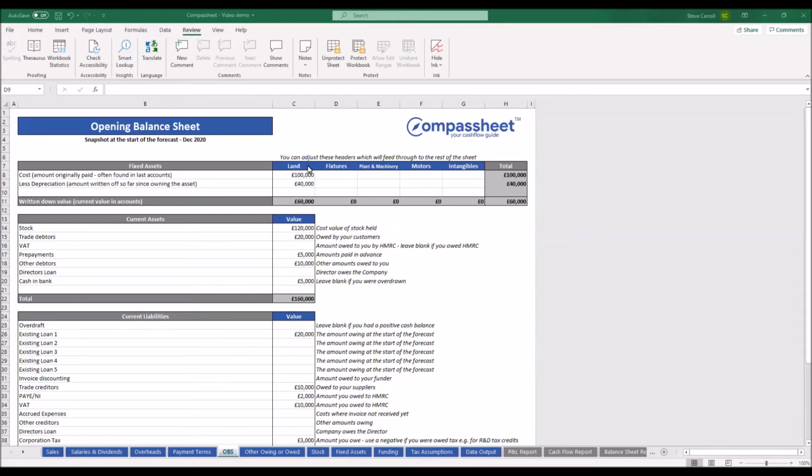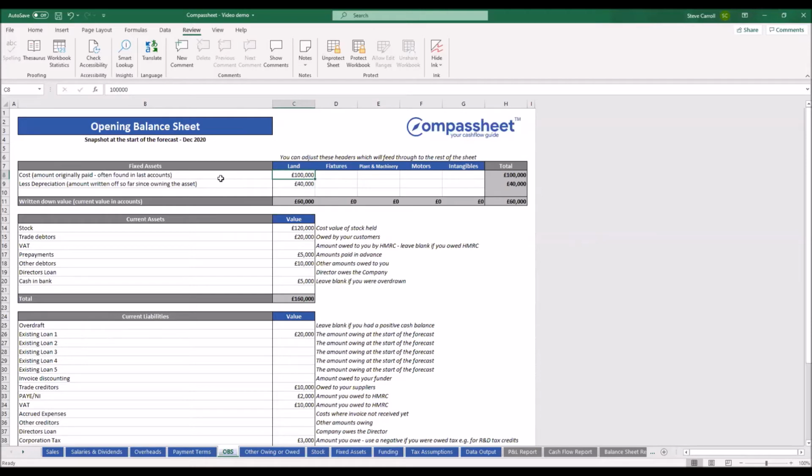So at the top here you have the facility to put in up to 5 different categories. These are pre-populated with the most common ones, but if you wanted to change them, you can click in here and put a different type in. So if you wanted to rename that as property, for instance, you can do. And that will feed through the rest of the model.